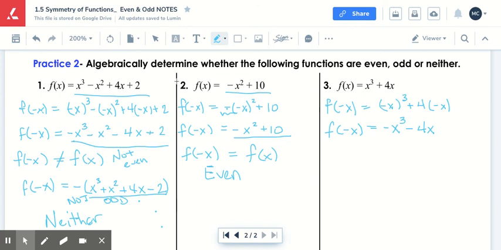Now, if a function is even, it cannot also be odd, so I don't even need to bother analyzing to see if this one is odd. Once I determine that it's even, I'm done.